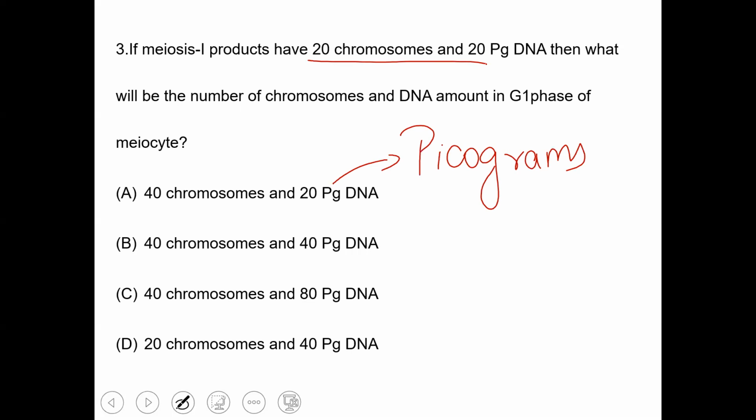Then what will be the number of chromosomes and DNA amount in G1 phase of meiocyte? So the option here will be option A, because the number of chromosomes will be 40 and 20, the content of the DNA will be the same, because the synthesis phase would have already had 20 picograms, so it remains the same. But the parental chromosome would have 40 chromosomes, which have been divided into daughter cells as 20 and 20. So hence the option is A.